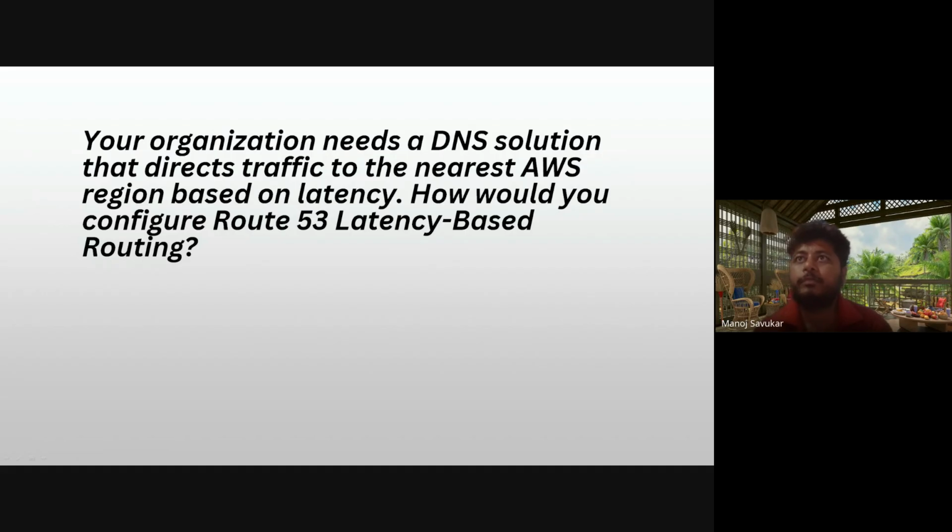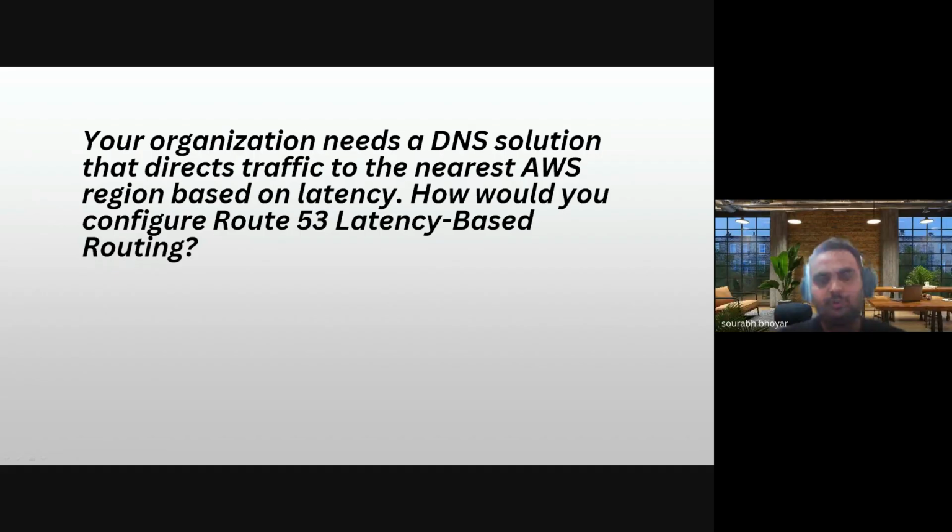Hi Saurabh. The question is like this: our organization needs a DNS solution, whether that is Anycast, GeoDNS or Unicast. There are a lot of options, and they need a solution. What they require as the outcome is that they direct the traffic based on their nearest AWS region, based on latency, meaning the time to reach those things. And how would you configure Route 53 latency-based routing here?